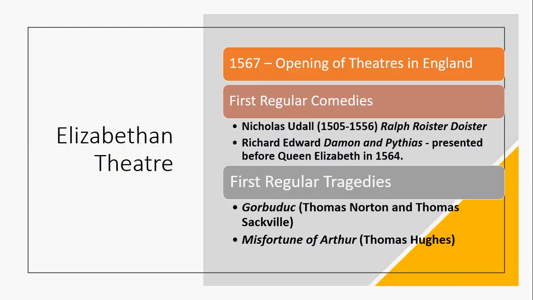Now we move to the development of English drama, and we start with Elizabethan theatre. Again, in semester 1, when you were studying the history of English literature, you studied how the Elizabethan age was a very good, a very productive age for drama. On the first bullet point that you see on your screens now, we have the opening of the theatres in England in the year 1567.